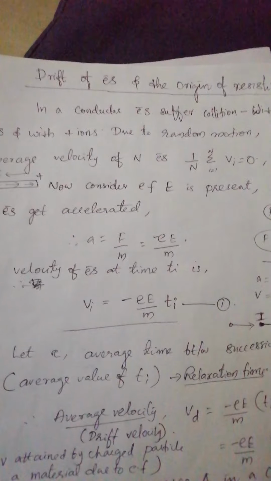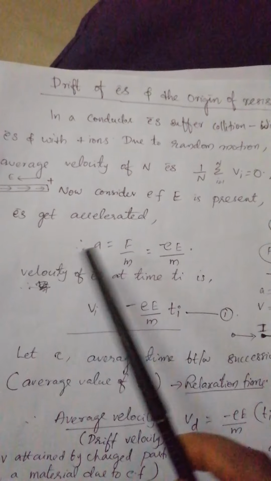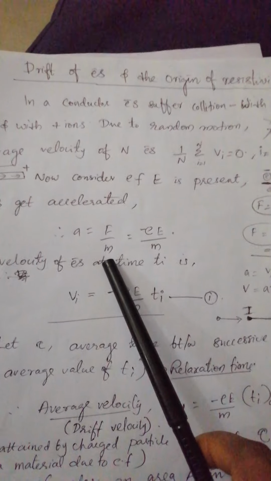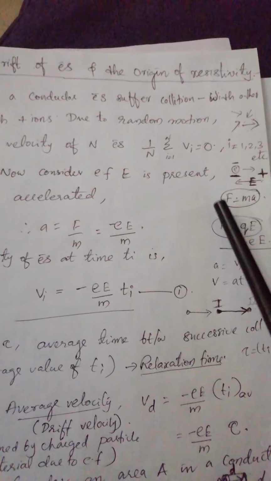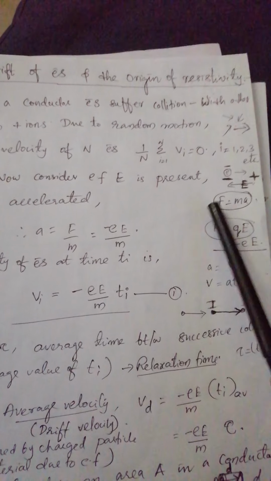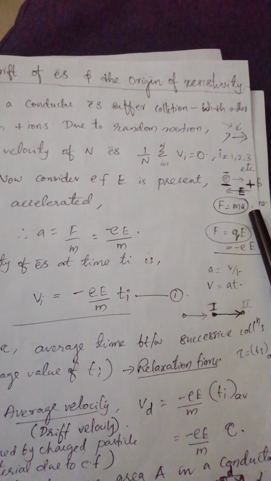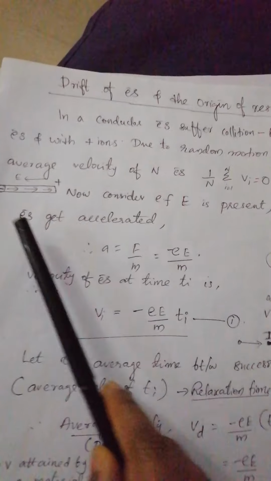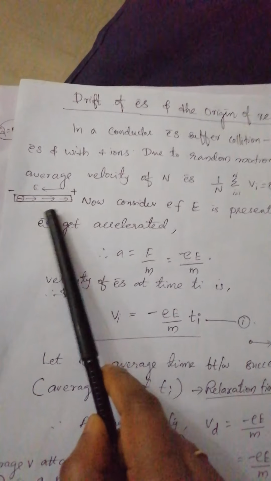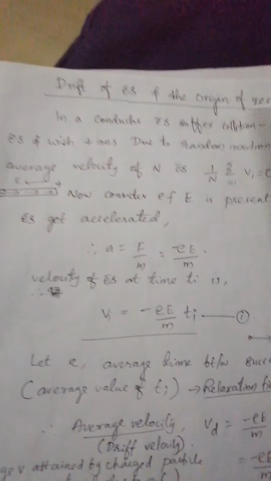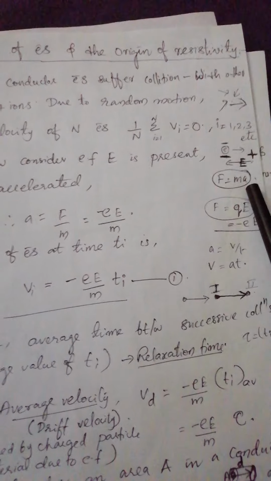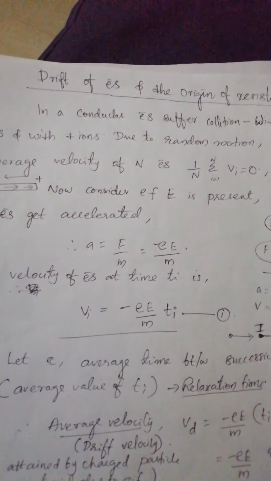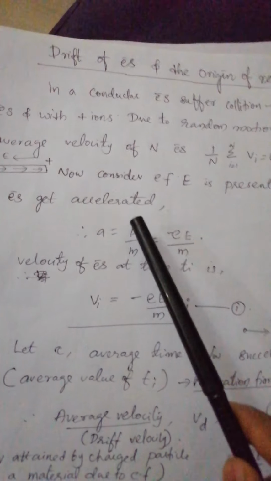The amount of acceleration a, we can write as F by m. By Newton's second law we know that force is equal to m into a, mass into acceleration. Here the force acting on this electron due to this electric field, we can write F is equal to ma, where m is the mass of the electron, a is the acceleration. So acceleration we can write F by m.